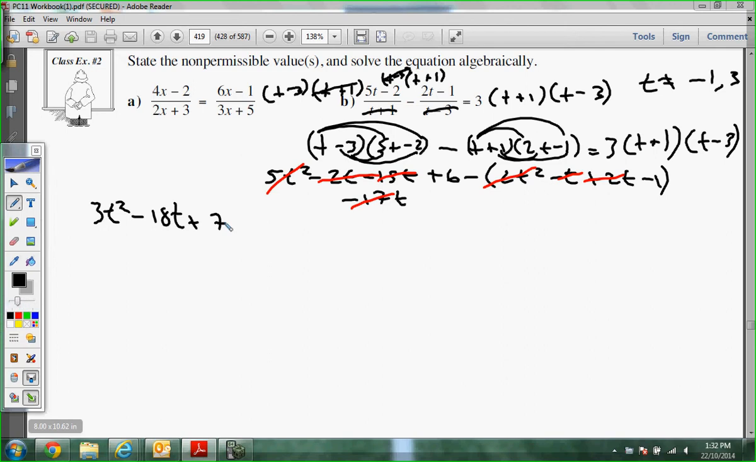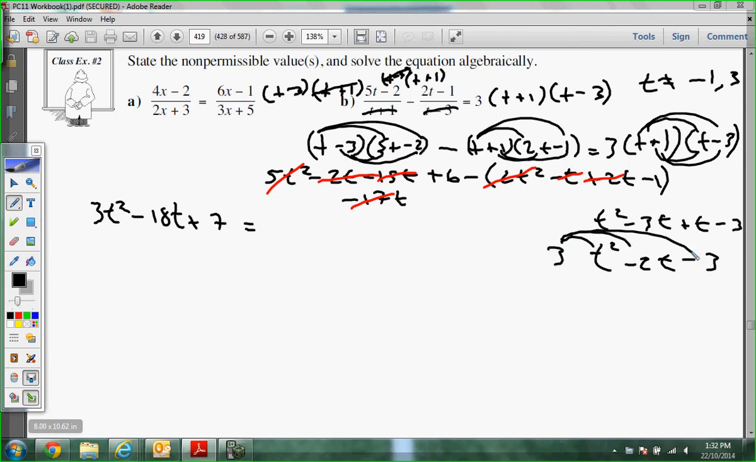Okay, so let's do the right side now. We'll multiply the 3 at the end. T times t is t squared, negative 3t, t, negative 3. Okay, so that's what that FOILs out to be. We're times a 3 to all of it now, so 3 hits all three things: 3t squared minus 6t minus 9. So that's my right side, excuse me.